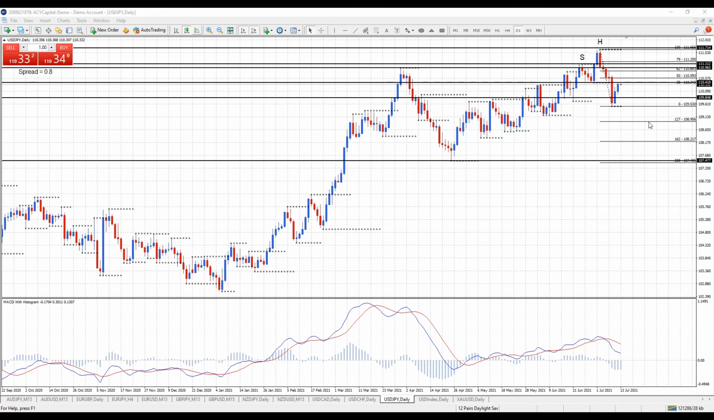And if you wanted to have a longer target, if price really does decline, you could target weekly support down here. That is at 107.47, and that would give you a risk reward of 1 to 3.5.